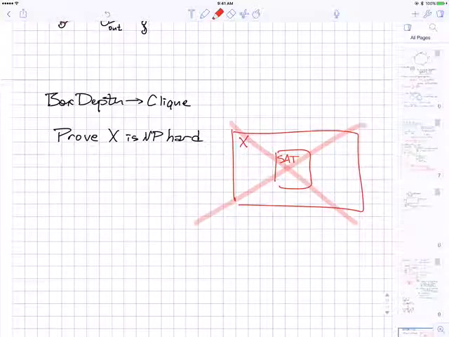To clarify language, a reduction of clique to box depth would prove that box depth is NP hard. Yes, that's what I mean. Unfortunately, box depth is not NP hard. So a reduction from clique to box depth also proves that P equals NP. So it's a worthwhile endeavor, but after the exam.